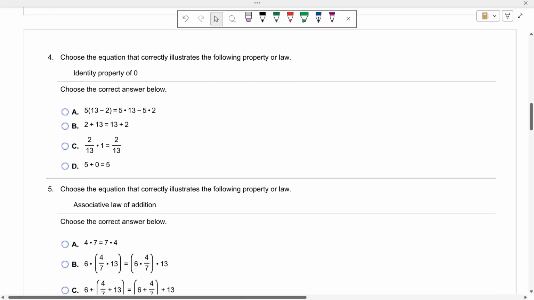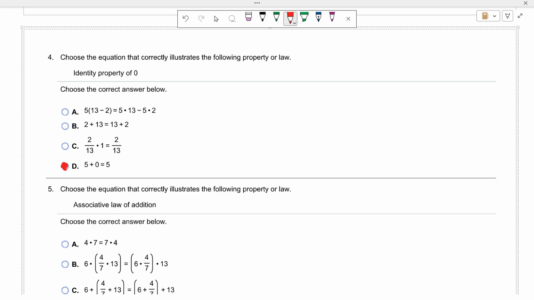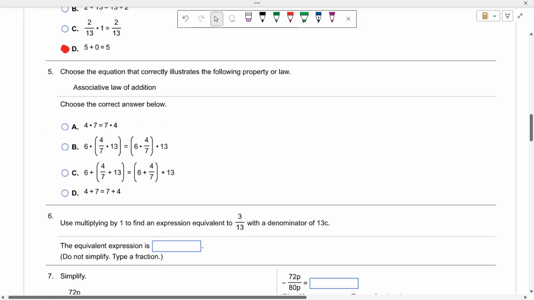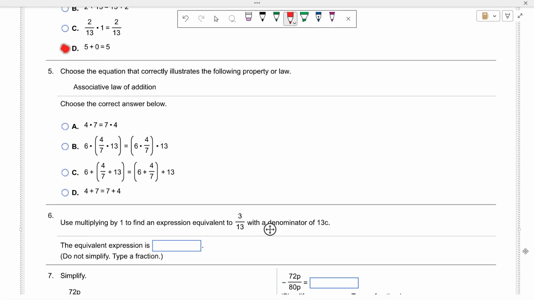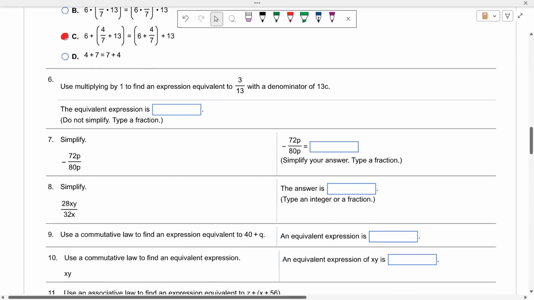Identity property of 0 means we're either adding 0 or multiplying 0. Well, there's only one where we're adding 0 here. Associative law of addition, which one would it be, B or C? C, because that deals with addition. The other one deals with multiplication.